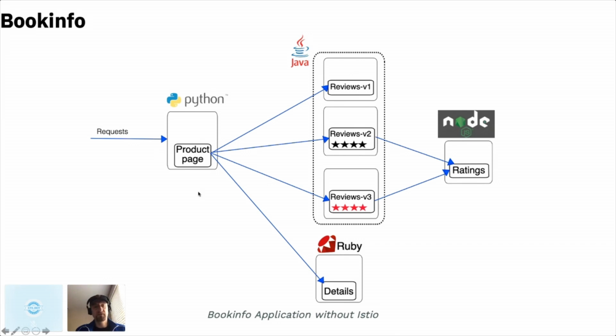It just shows the product page, and this is how it looks without Istio. So you have a product page. It's a Python-based application. It has reviews version 1, reviews version 2, and reviews version 3. And reviews version 2 and 3 are based on the ratings that are written in Node. You see some details over here written in Ruby. So you have various applications, polyglot containers, and they are talking to each other.